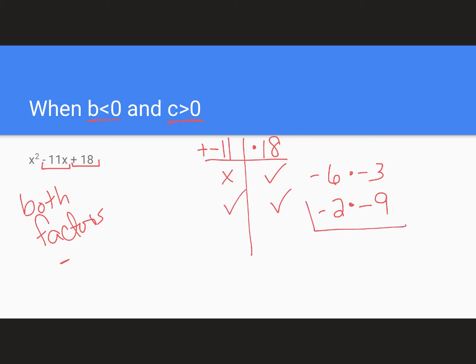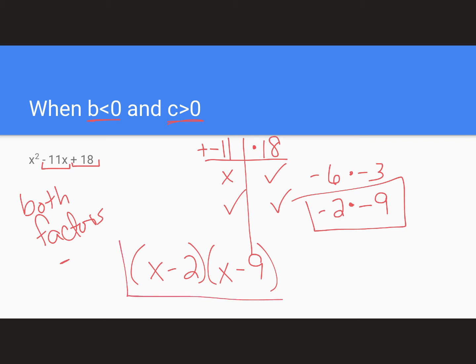Now that I know this, I simply am going to use those as part of my factors. So this is x minus 2 times x minus 9. And if you multiply that out, you'll see that you get x squared minus 11x plus 18. All we did was find the numbers that add to B and multiply to C.